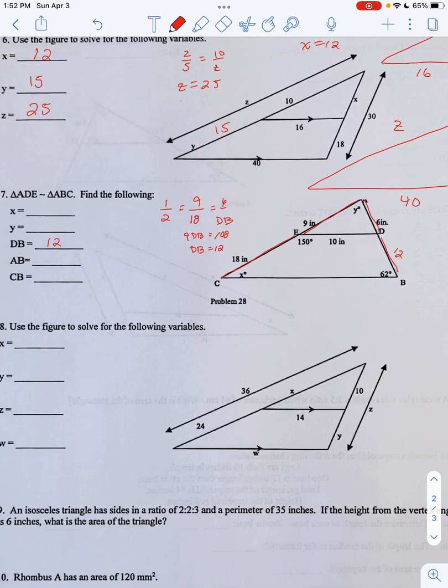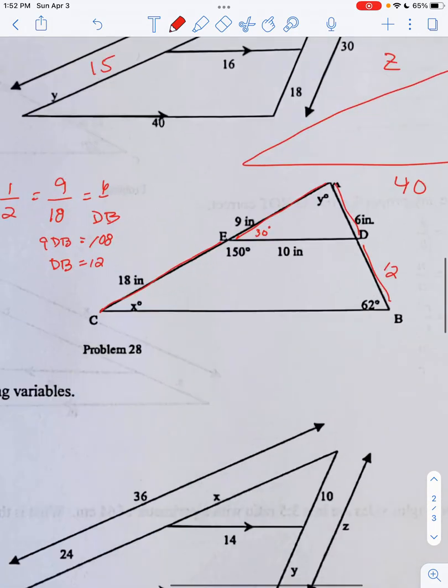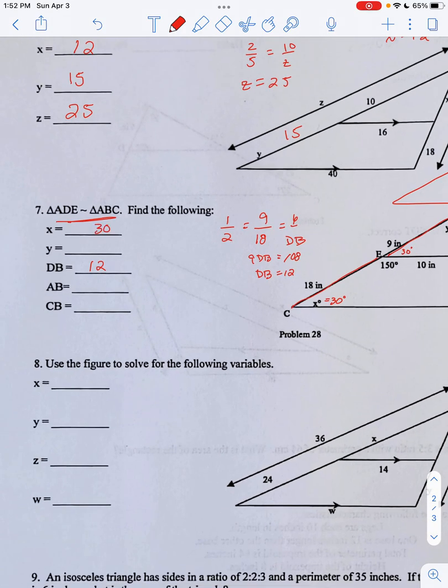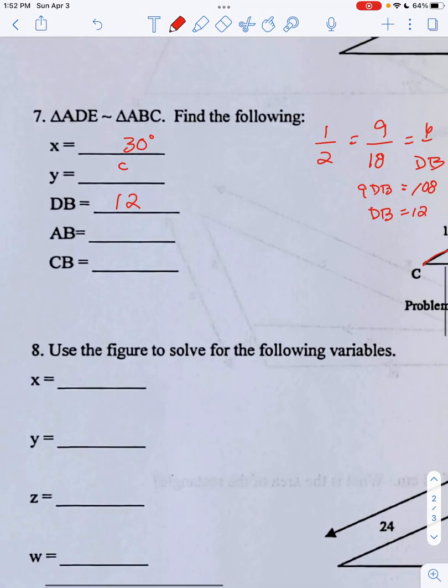Okay. Then for the angles. In this angle, I know that's 150. So then this must be 30 degrees. And if that's 30 degrees, because these are similar triangles, they tell us that at the beginning, this must be 30 degrees. And then same with this angle and that angle. So this must be 62 degrees. And once we know two angles in a triangle, we'll just subtract from 180 to get the third. So y must be 88.